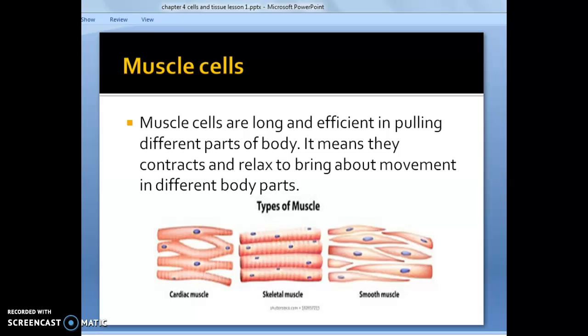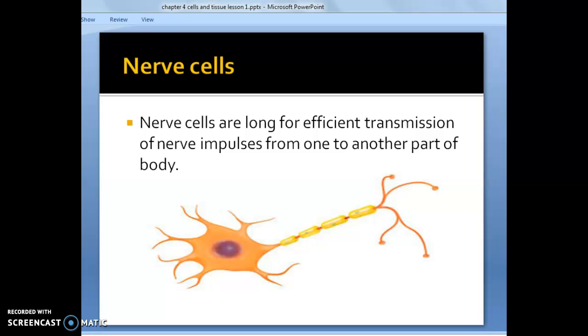Muscle cells are long and efficient in pulling the different parts of the body. They contract and relax to bring about movement in different body parts. As they have to bring about movement, they are mostly long. Then there are nerve cells. Nerve cells are long for the efficient transmission of nerve impulses from one part of the body to another. As they have to transmit messages throughout the length of your body, they are also long.